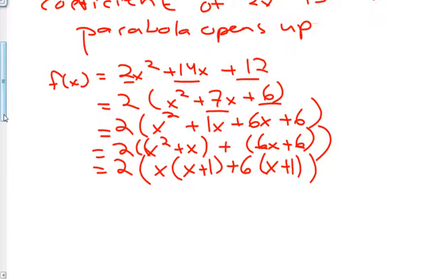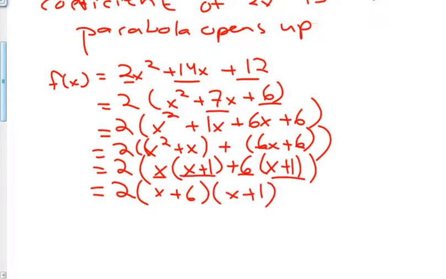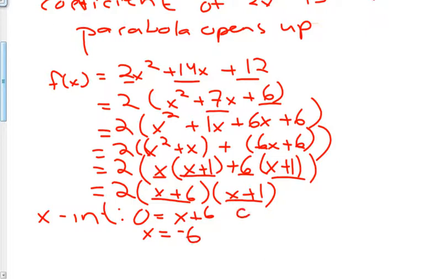Next, I can write my factors. 2 times x plus 6 times x plus 1. This is my factored form. From this, it's really easy to tell what my x-intercepts are. My x-intercepts are going to be where my roots are set equal to 0. So 0 is equal to x plus 6, x is equal to negative 6. 0 is equal to x plus 1, x is equal to negative 1. So my x-intercepts are x equals negative 6 and x equals negative 1.